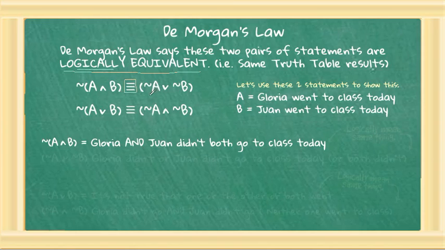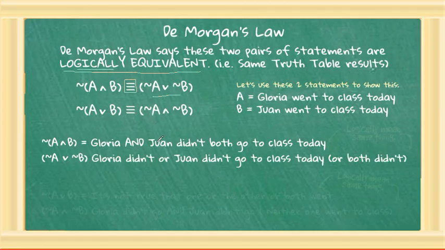Okay. Now let's look at the right side here, the negation of the ANDing, and show that that should represent the exact same thing that happened. Not A, Gloria didn't show up, or not B, Juan didn't show up. One of those had to have happened. Either Gloria didn't show up or Juan didn't show up. Possibly they both didn't show up, but one or the other didn't show up.